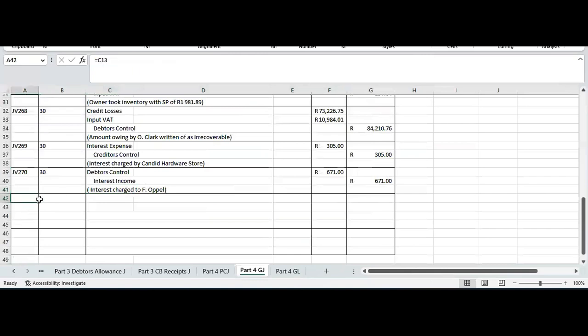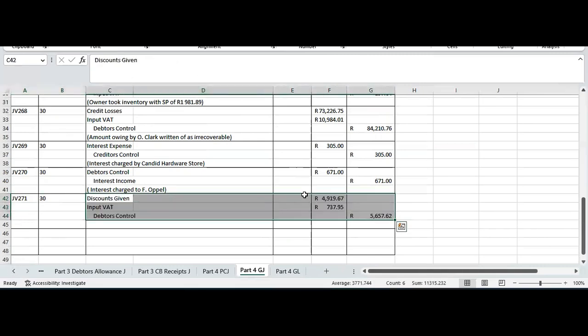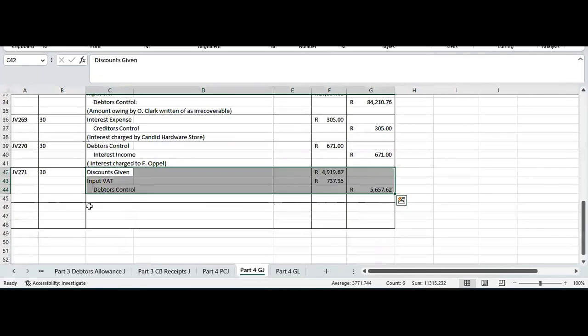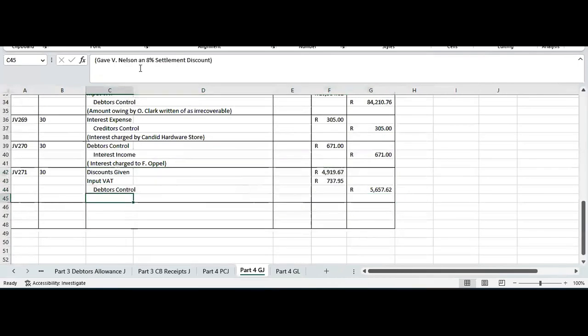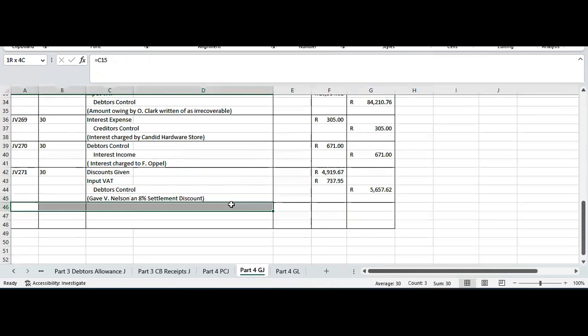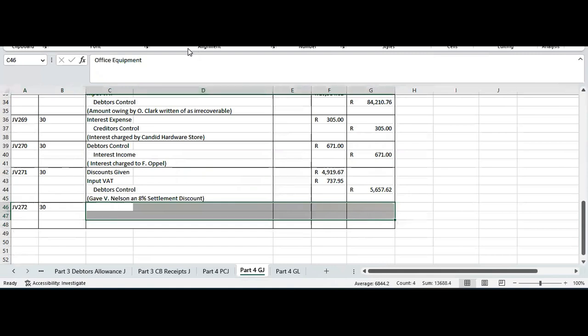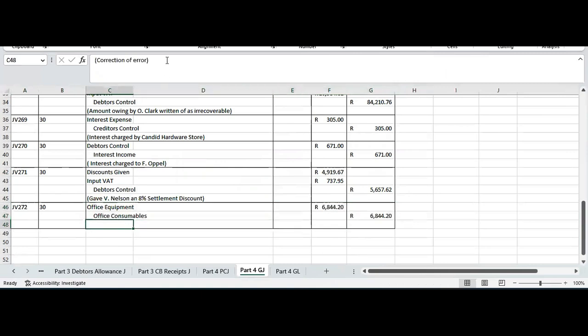Okay, last two transactions that we have here. Obviously, that is given. We did the calculations here. So I'm just transferring it to the debtor, and we put a reason there. We gave Mr. Nelson a settlement discount. In the last one, that information is given, and of course, that is just a reversal of that transaction. We did it up there, and we just put down the reason, and the reason is correction of error.